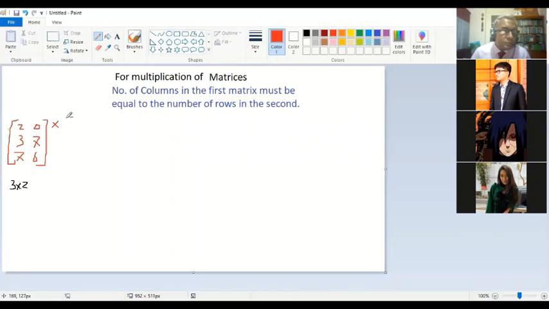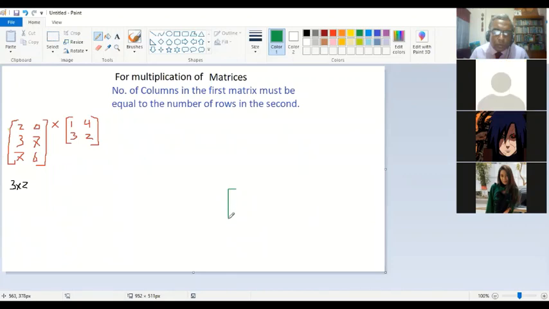Yes, sir. So this is the condition. Now tell me, if I have a situation like this, is multiplication possible or not possible? Sir, it is possible, because we have 2 columns in the first matrix and we have 2 rows in the second matrix, so it's possible, I think.